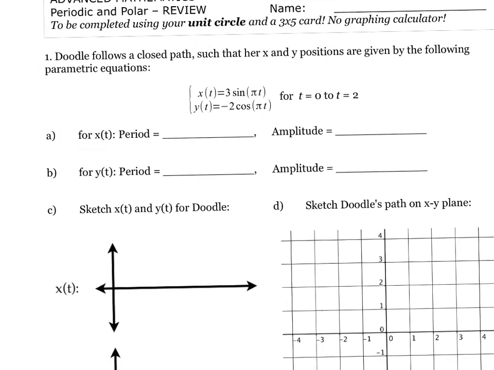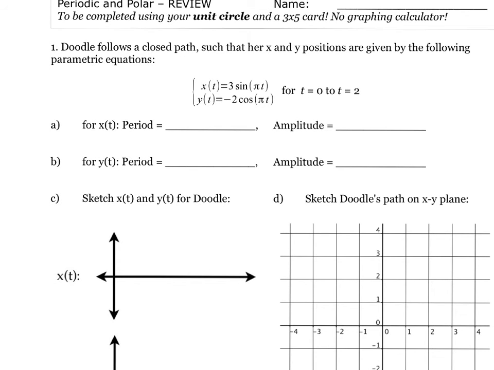All right, question number 1. We're going to be looking at parametric equations involving trigonometry. So we're given a system of parametric equations, a function for x and a function for y.